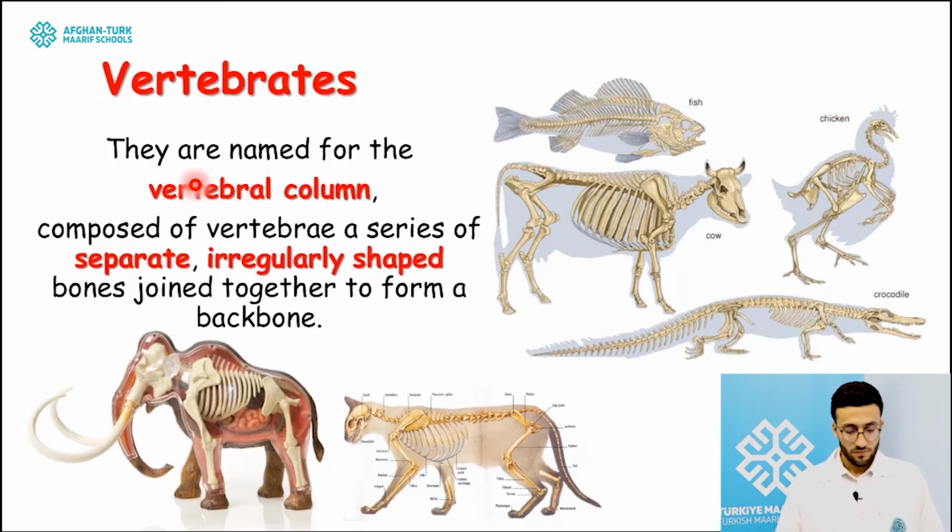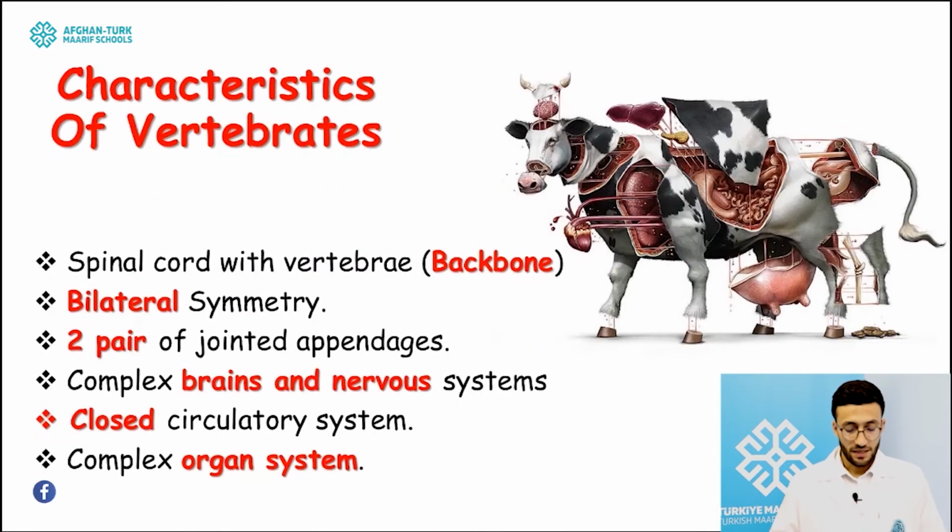Vertebrate is a derived name that shares the features and characteristics of these animals. So the vertebrate animals are those animals that possess a vertebral column. What is the vertebral column? In the definition of the vertebral column, we can say that it is composed of vertebrae. What is a vertebra? It is a series of separate, irregularly shaped bones joined together to form a backbone. As you are seeing in these animals, the backbone is a protective structure that makes the horizontal shape of these animals.